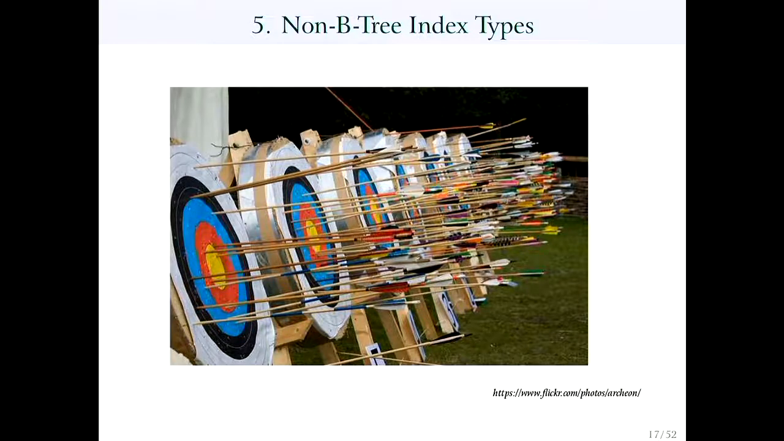Now we'll go to the hard part. The hard part is all the non-B-tree indexing types, all of the non-traditional indexing types that Postgres supports. Why are they there?